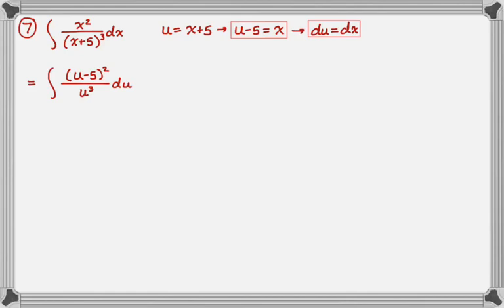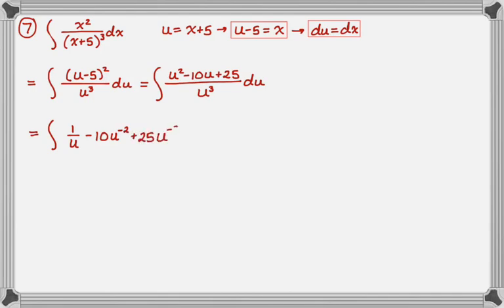So this one, I don't think there's any tricks to it. I'm just going to expand the numerator and then basically break it up into 3 integrals and try to do each of them. So we get this. So this, I'm going to think of it as 1 over u minus 10u to the negative second plus 25u to the negative third du.